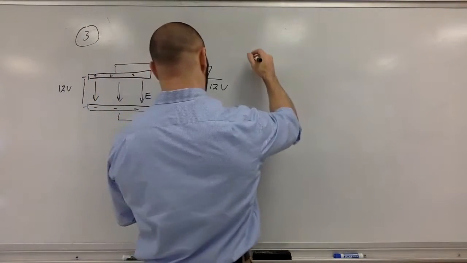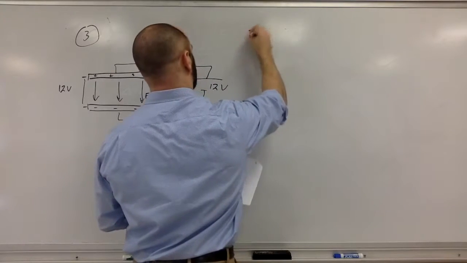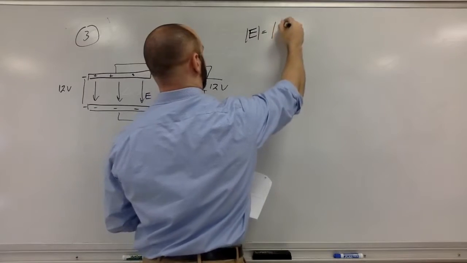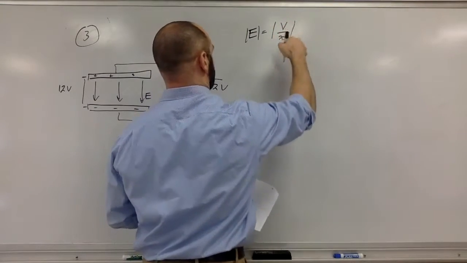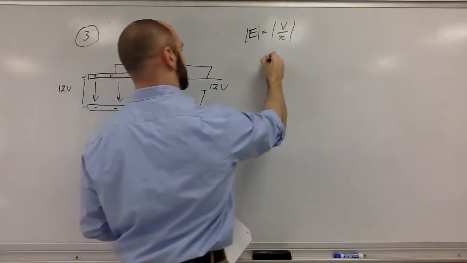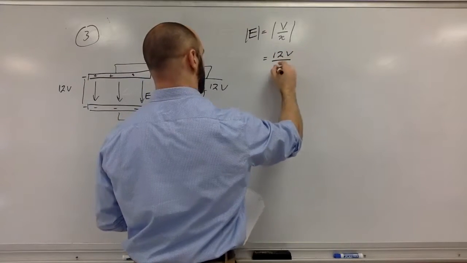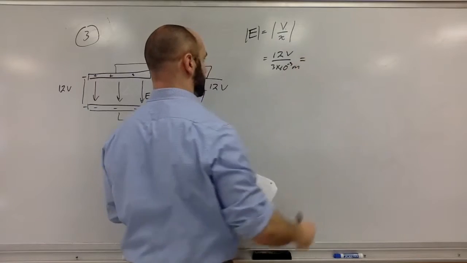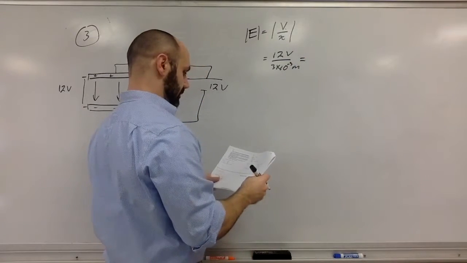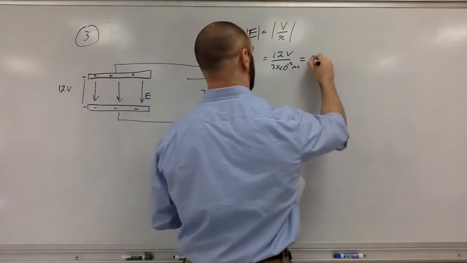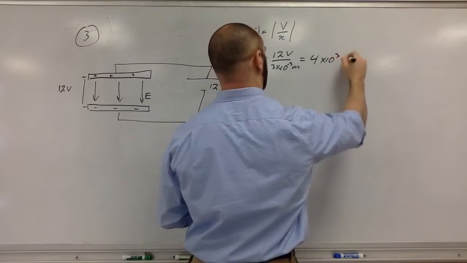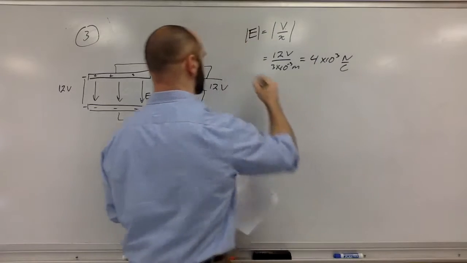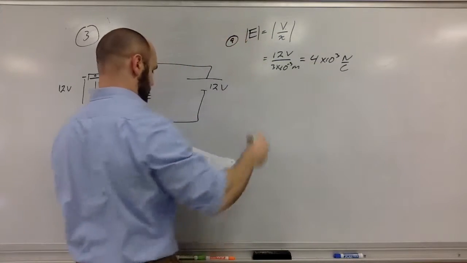So V, let's just look at the magnitudes here. The magnitude of the electric field is the magnitude of the voltage divided by the change in position. So this is 12 volts over 3 times 10 to the negative third meters. So we're going to end up with about 4,000 newtons per coulomb. So this is part A.